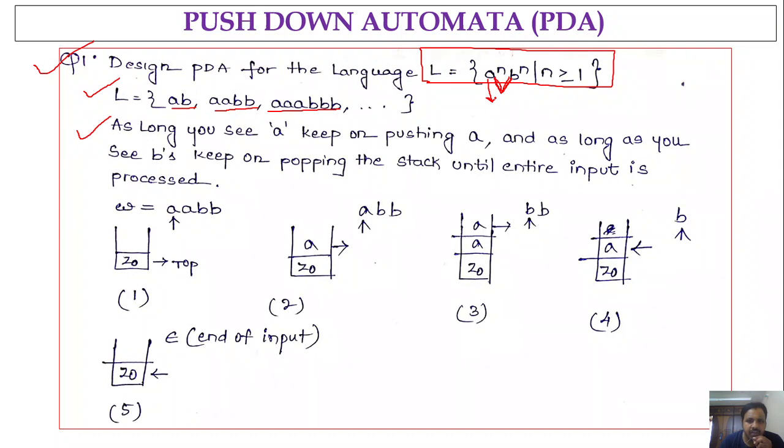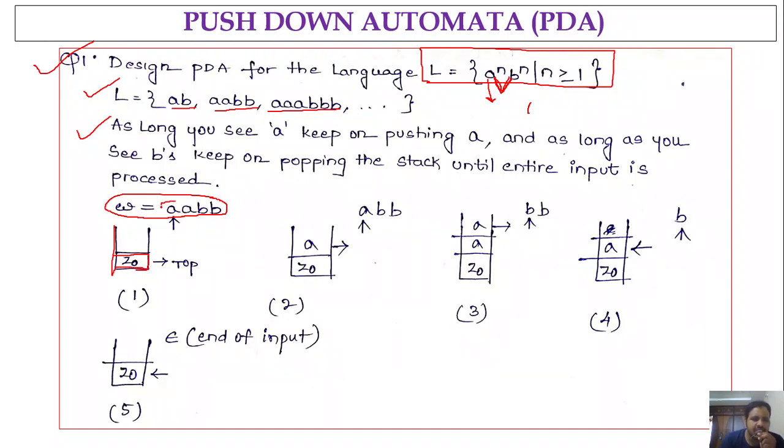Whenever a string is given, while processing each input symbol, whenever you see a small a, push that small a onto the stack. Let me say I am having 2 A's and 2 B's, w is equal to a square b square, that is a a b b. What is the top of the stack? Initially it is Z naught. Just now I mentioned that initially the top of the stack is represented by Z naught.